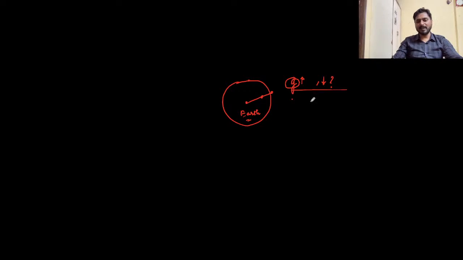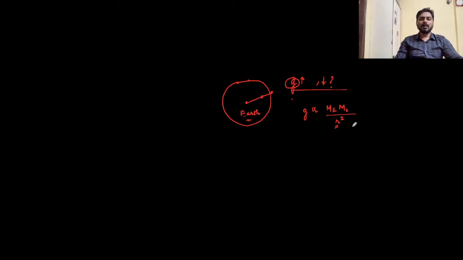Okay, so let me explain what is going to happen. So the value of G is proportional to what? The mass of Earth into, let us say, the mass of the object, and the distance between Earth and the object. So we generally take this as R. R is the radius of Earth. When we are on the surface of Earth, we are taking this R.